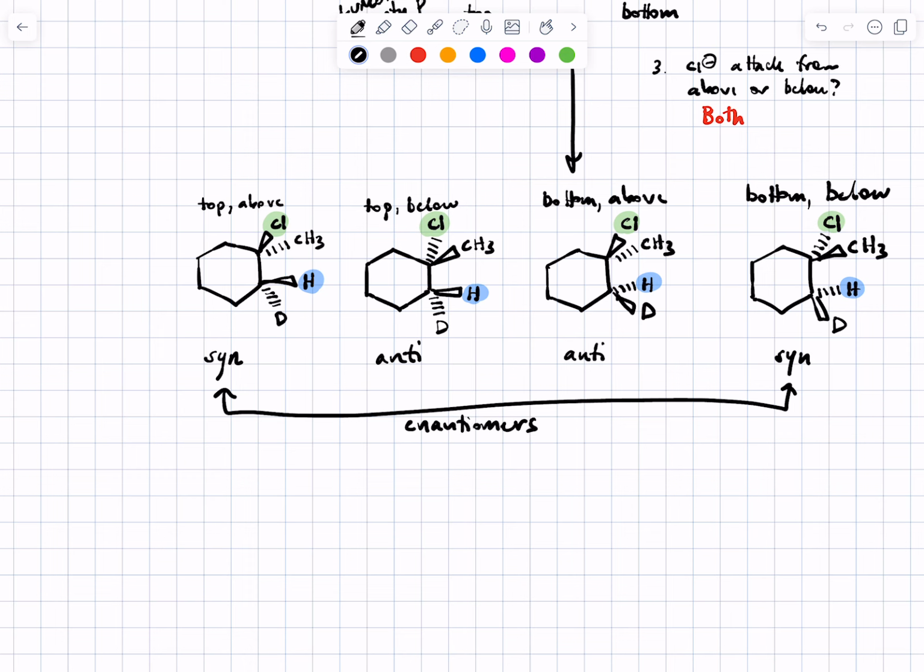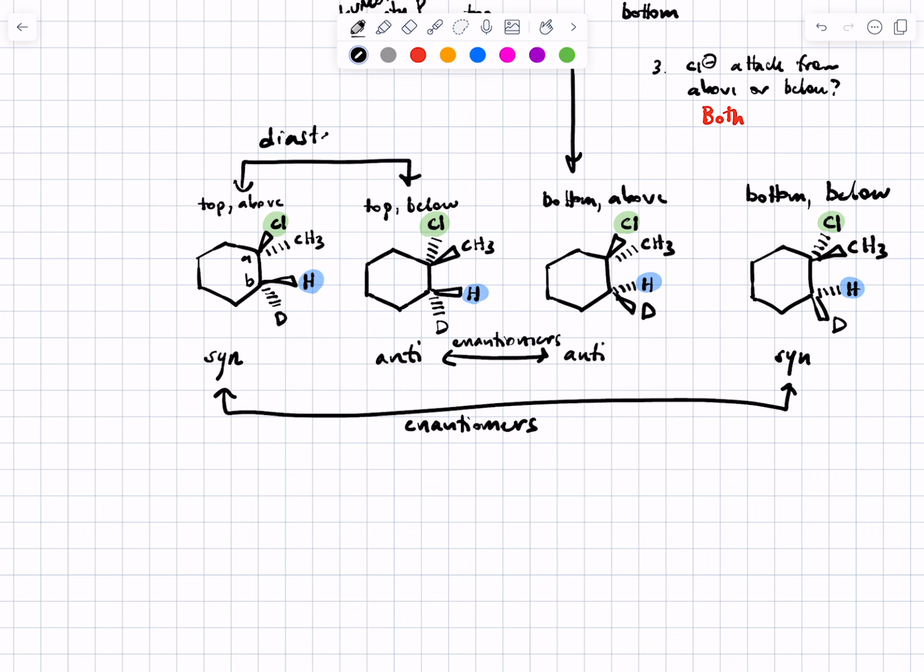They have opposite configuration at each and every stereocenter. Carbons A and B are now stereocenters, but they're not meso compounds, and therefore they are chiral and are enantiomers of each other. Similarly, you should be able to see that the relationship between the 2 anti products is also enantiomers.